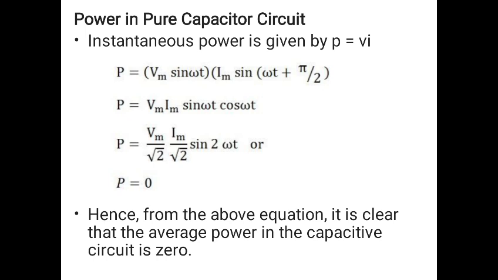Power in pure capacitor circuit. Instantaneous power is obtained by P = VI, and we can substitute the values of V and I, and we get the value of P as Vm/√2 × Im/√2 sin 2ωt, and substituting the values we get the P value as 0. Hence, from the above equation, it is clear that the average power in the capacitive circuit is 0.